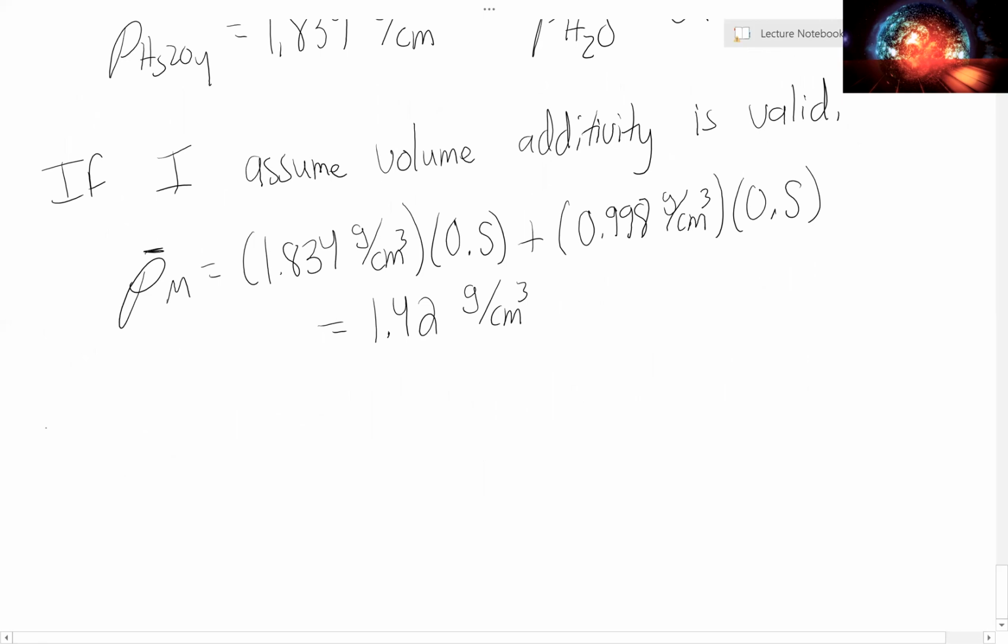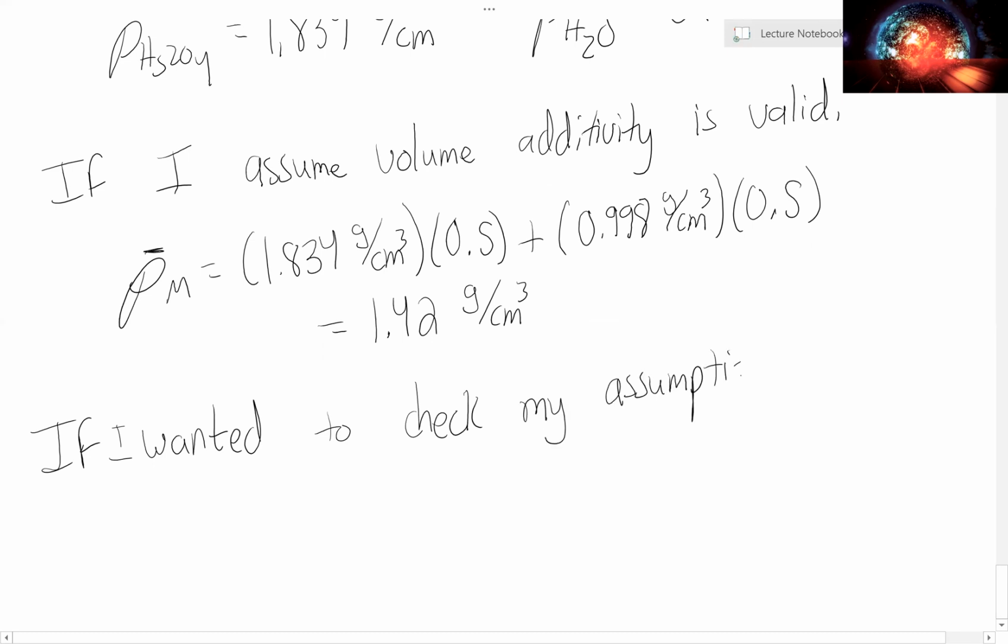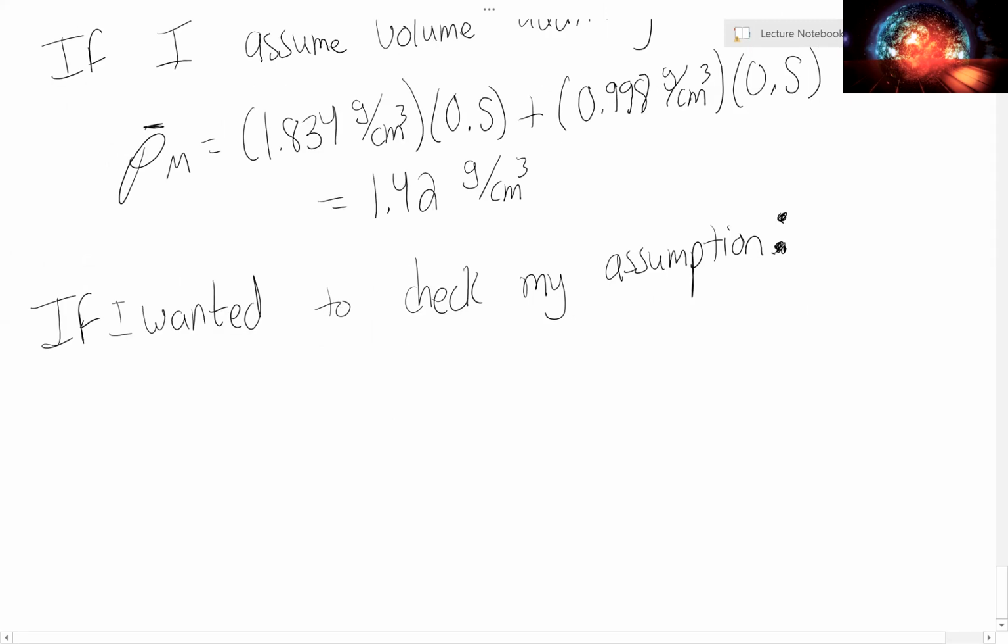And if I wanted to test or check my assumption, I can look up the density of that mixture in a reference book. The most common one that we use is Perry's Chemical Engineering Handbook. And so if we look up from Perry's, we can find that the density of this mixture as reported is about 1.3951 grams per cubic centimeter.